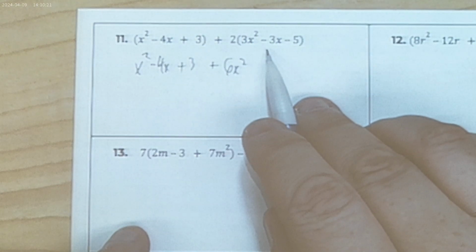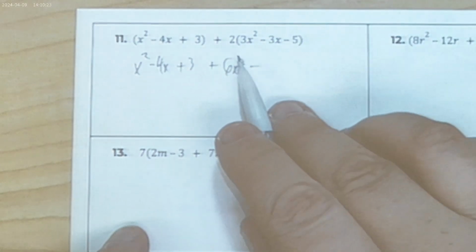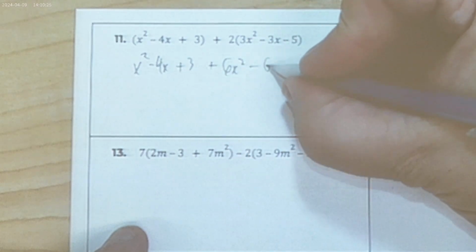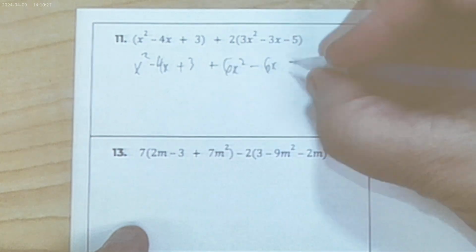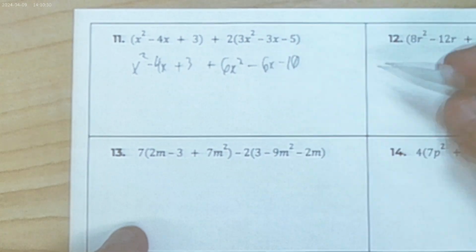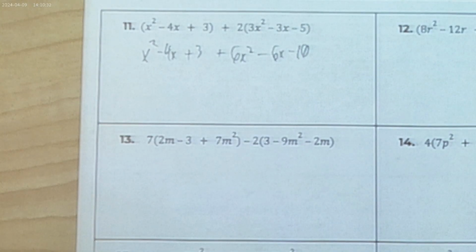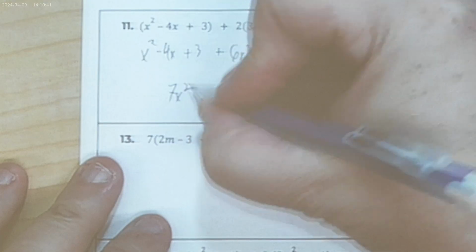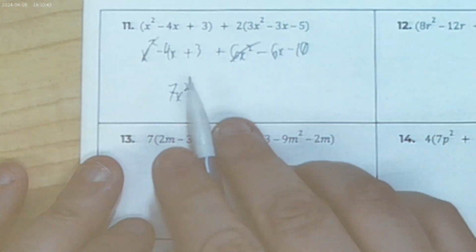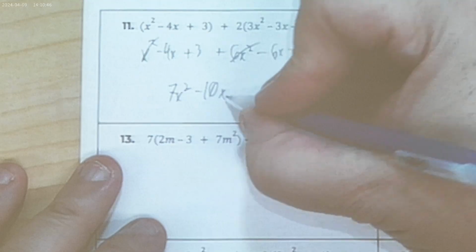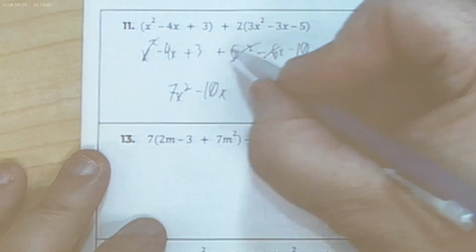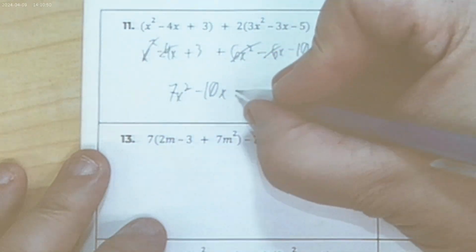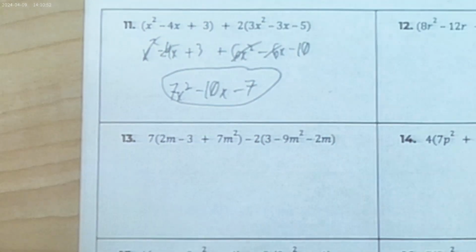2 times 6x squared minus 2 times 3x is going to be 6x. And then 2 times 5 is going to be 10. All right, so now that we have all of this, we're basically just back to our combined like terms worksheet that we started out with at the very beginning. So I've got 7x squared. I've got minus 10x, and then I've got minus 7. And there we go.